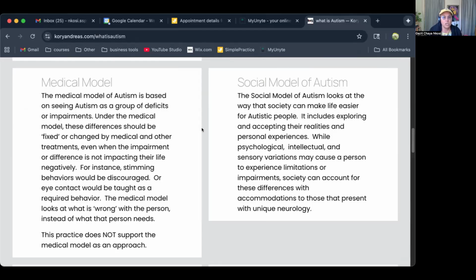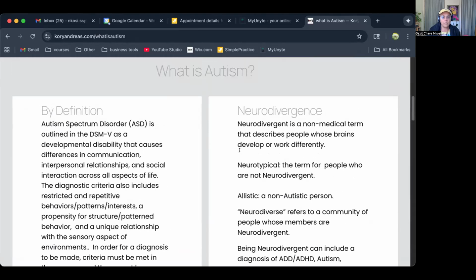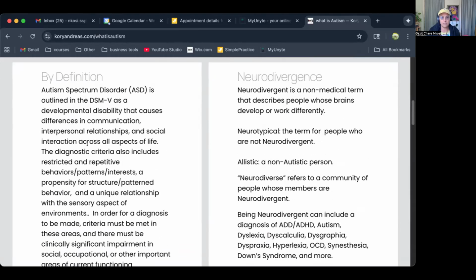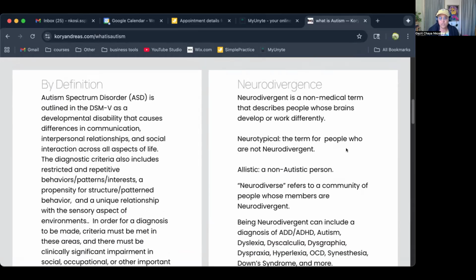Okay, so medical versus social, and we've got the DSM coming from the medical model. So neurodivergence is a non-medical term that describes just like the huge group. It's a very big umbrella category for folks whose brains and nervous systems develop or work differently. So neurotypical is a term that's used for people who are not neurodivergent.